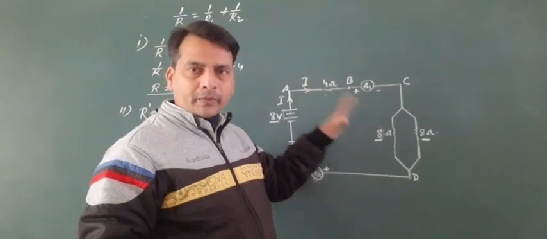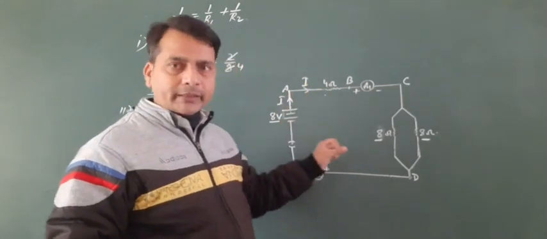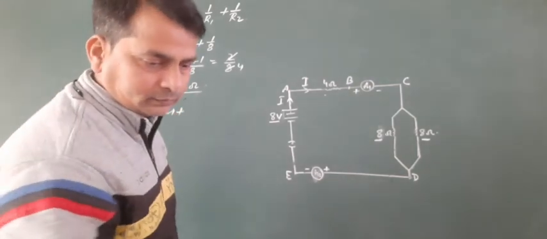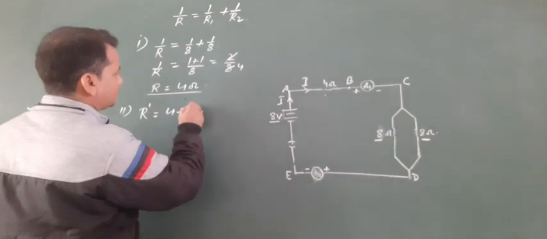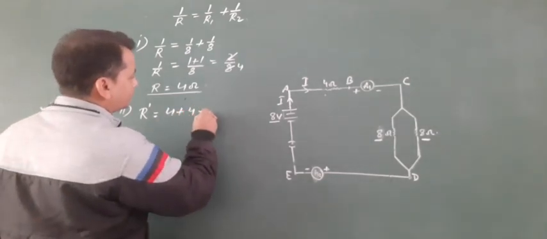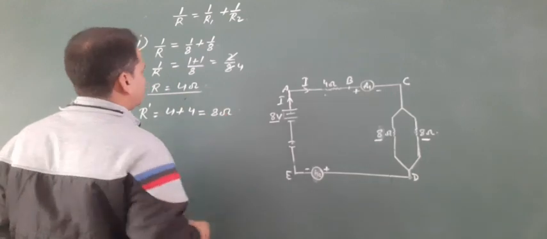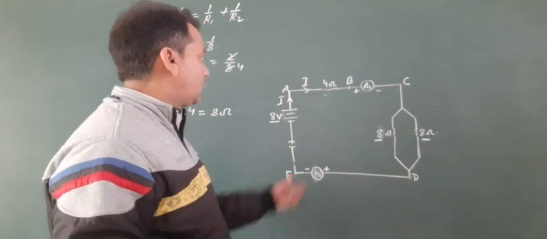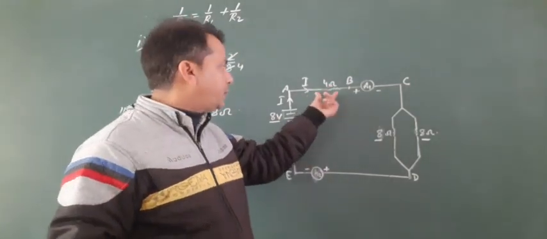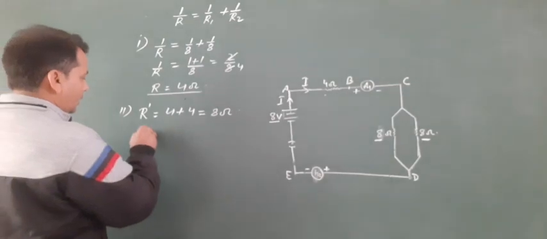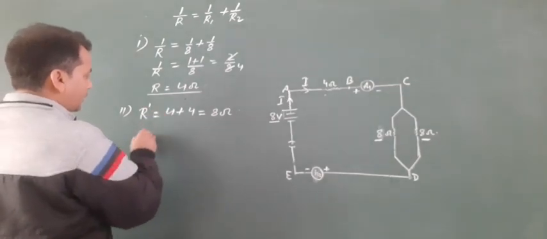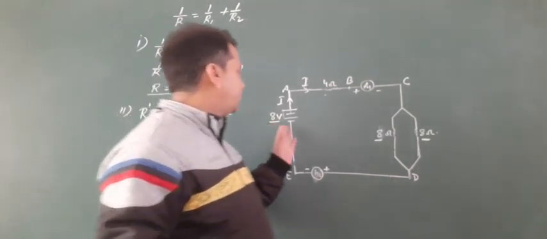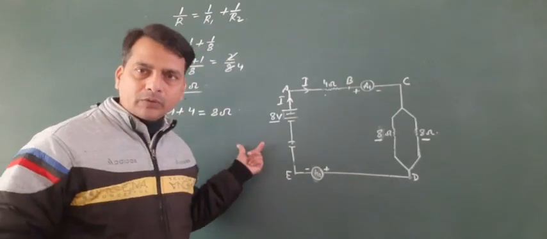So now the equivalent resistance in this circuit is 4 plus 4, that is 8 ohm. Now we can calculate the current flowing across the 4 ohm resistor. Current I equals, and here the potential difference is 8 volt.